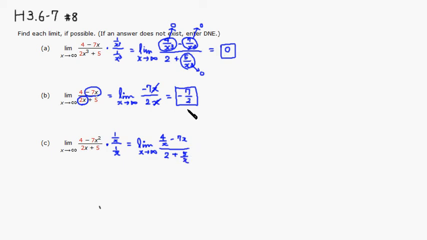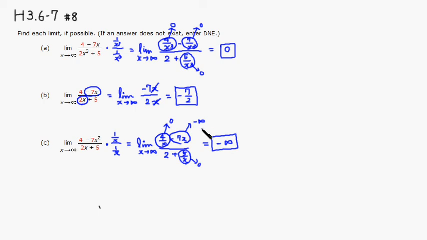Then you can see that as x goes to positive infinity, 4 divided by a huge number approaches 0. 5 divided by a huge number approaches 0. Here, negative 7 times a positive large number is going to approach negative infinity. So you can see it's going to be 0 plus negative infinity, which is negative infinity, over 2. Dividing negative infinity by 2, it's still negative infinity. So this is going to go to negative infinity.